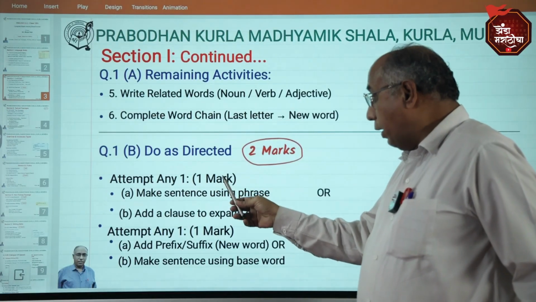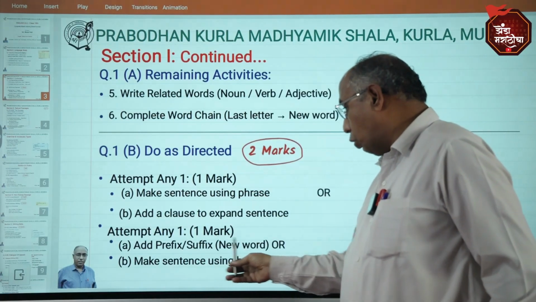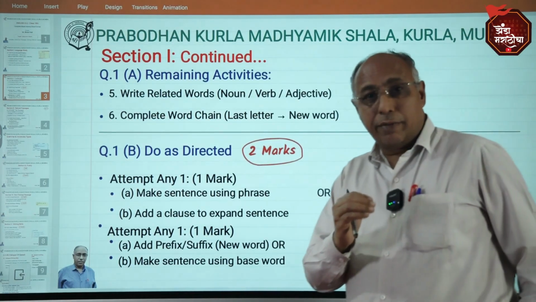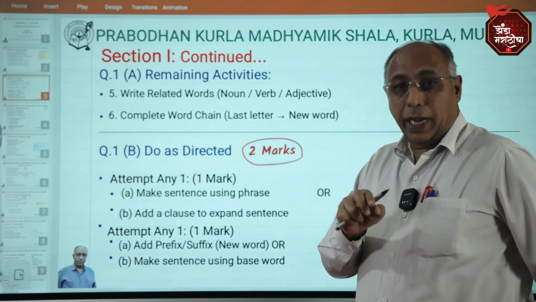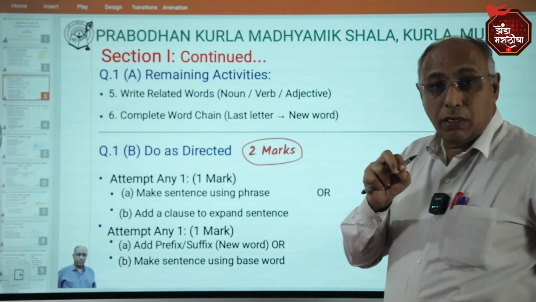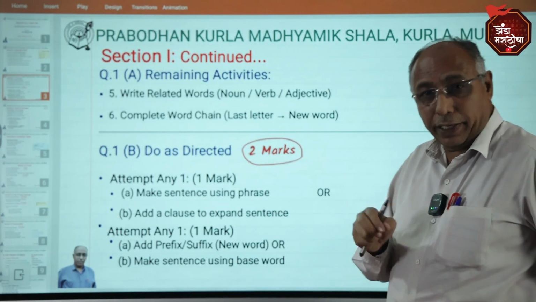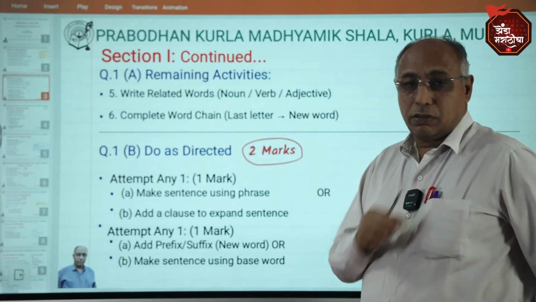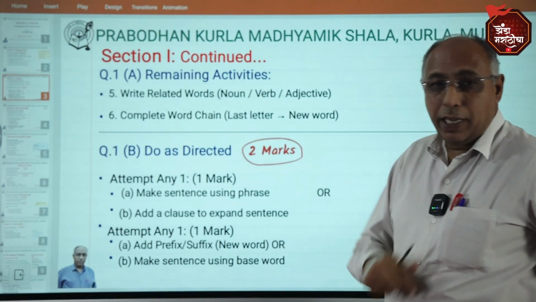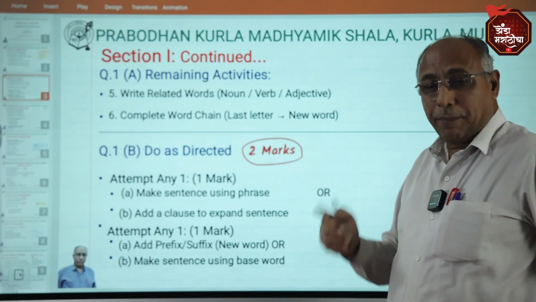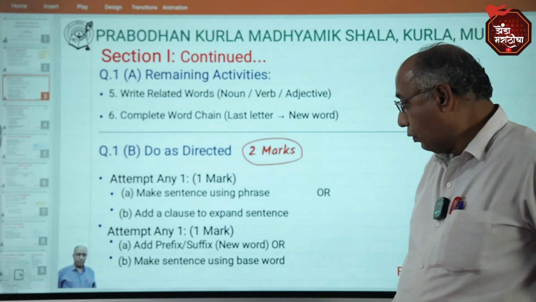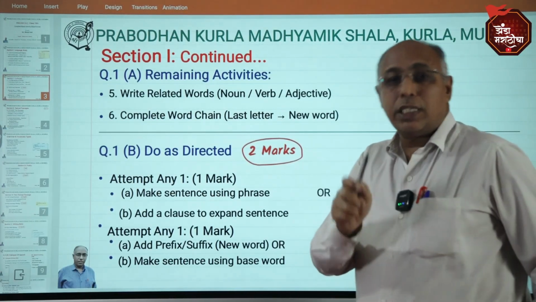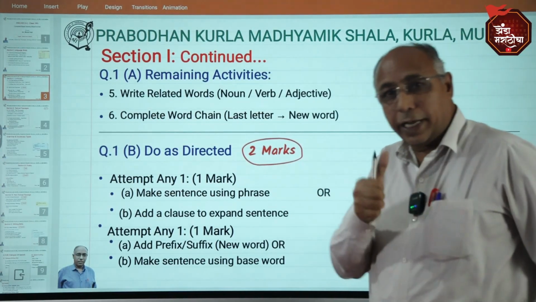Question number 1B, 2, attempt any one also: add prefix or suffix. Means 2 words will be given and the student will add a suffix or prefix. For example, the word happy will be given. When you use a prefix, that will be unhappy, and when you use a suffix, that will be happiness or happily, and like that. So this whole activity will carry 8 plus 2 is equal to 10 marks. Is it clear? Thank you.